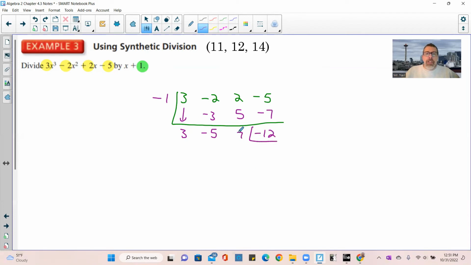This is my remainder. This is my zero degree, first degree, second degree. So this is 3x squared minus 5x plus 7 minus 12 divided by my x plus 1. Okay, so this is our f of x. This is our d of x. This is our q of x, quotient, minus our r of x, which is 12, divided by d of x. Okay, so it's 3x squared minus 5x plus 7 minus 12 over x plus 1. Okay, so now you should be able to do 11, 12, and 14.